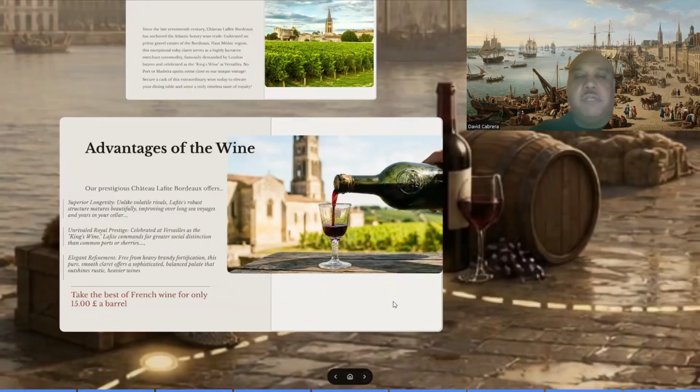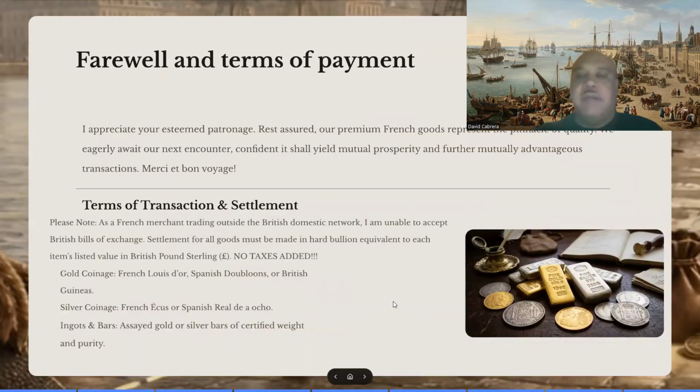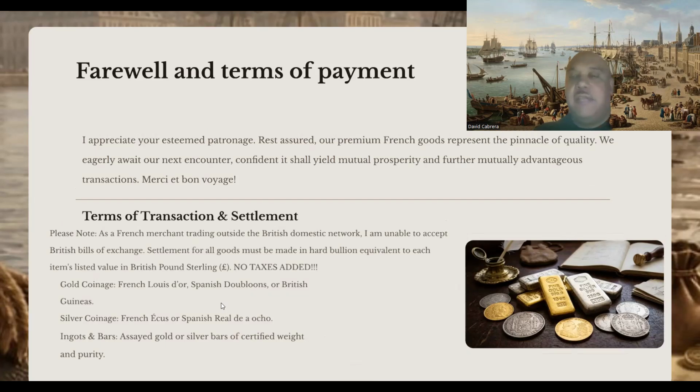Just remember that we only accept bullion, that is hard currency in gold and silver. We accept French and Spanish coins, including the Royal Eights, which is very abundant everywhere. We are outside of the British system, which means that we don't accept bills of exchange, but we don't charge you taxes like the British. So please do business with us, and you won't regret it. Merci beaucoup. Bon voyage. Merci.